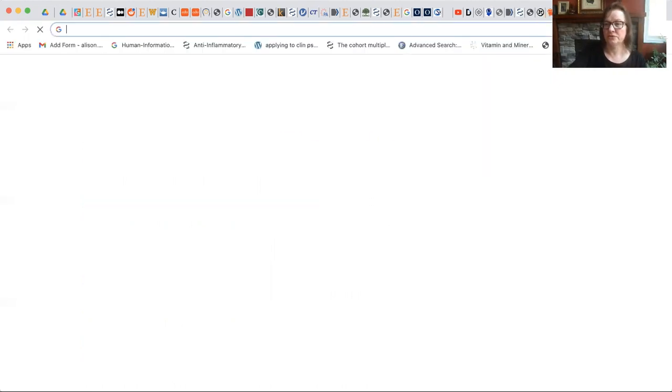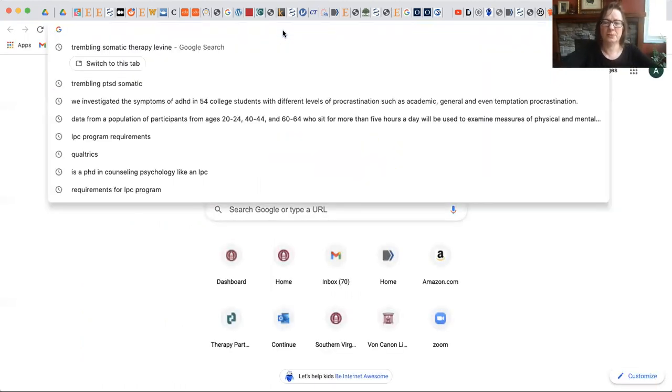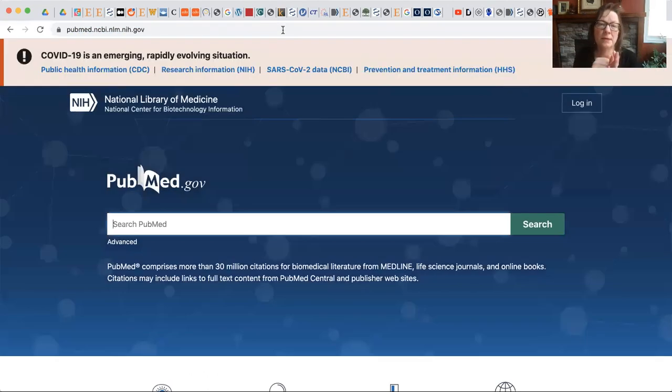So I'm going to go to another window where I open up PubMed. I'm going to pubmed.gov, and then this longer address, of course, pops up, but you can just type in pubmed.gov and you will get here. And so I want to look at some things. And so I could look at trembling.